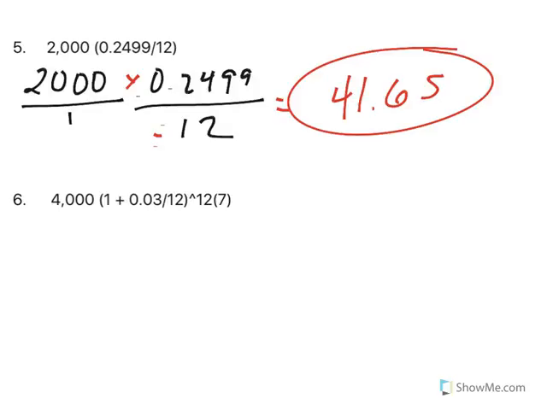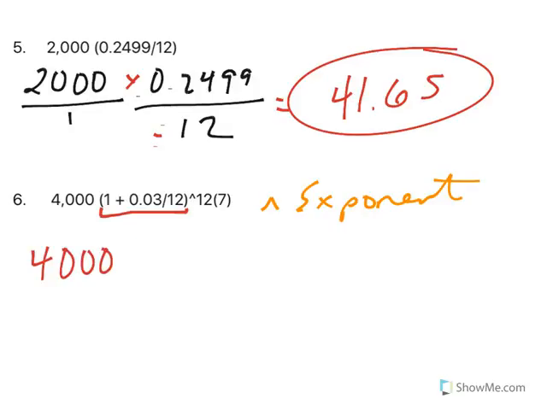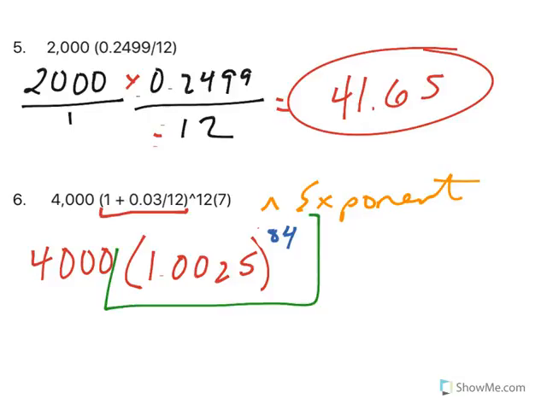Okay, number 6. One thing I want to talk about is this caret, which simply means exponent. According to order of operations, we do inside the grouping first, so all of this in here first, and I'm going to end up with 4,000 times 1.0025 raised to the 12 times 7 power. Now I'm going to do exponents next. 12 times 7 is 84, so I'm going to change that to 84 because I'm on limited space here. After grouping, I do exponents, so I take this number inside parentheses and raise it to the 84th power.